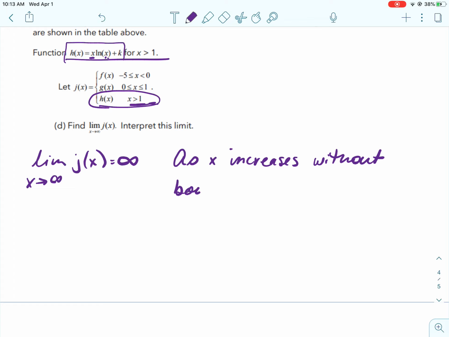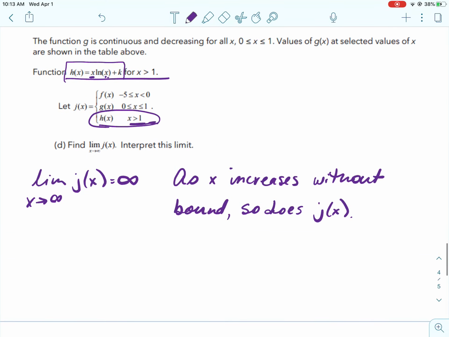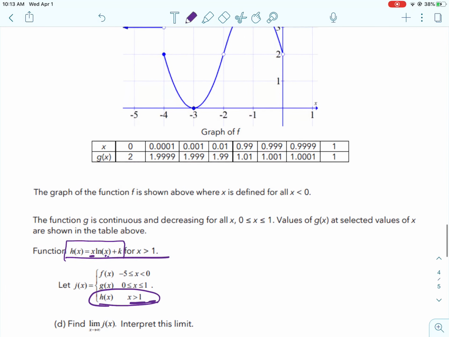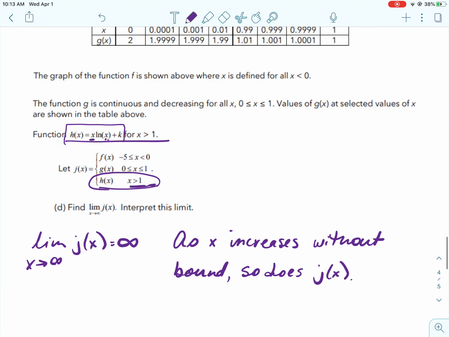So just to interpret it, we would say as x increases without bound, so does j. All right, so that takes care of the first free response question.